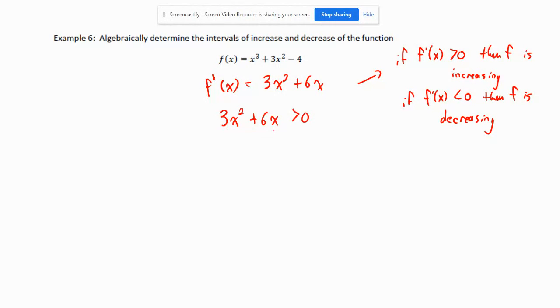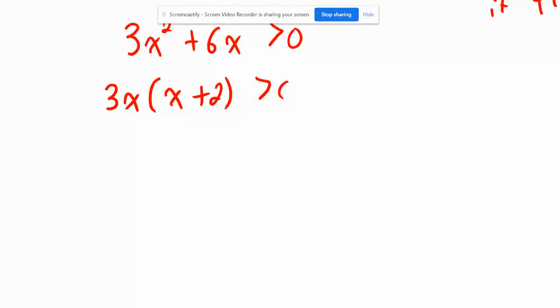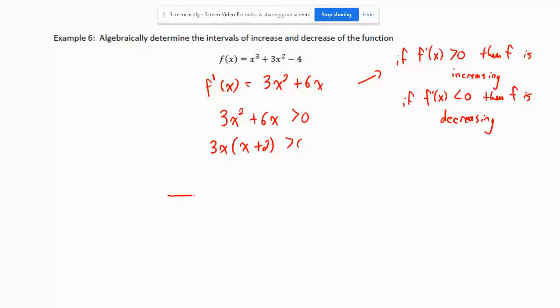We did that by first figuring out the zeros of this inequality. I can factor out a common factor of 3x, and you're left with x plus 2. So my zeros are 0 and negative 2. If I put these on a number line, here's negative 2, and here is 0. We call this a number line analysis because we've now separated this number line into 3 sections: numbers less than negative 2, in between negative 2 and 0, and numbers bigger than 0.